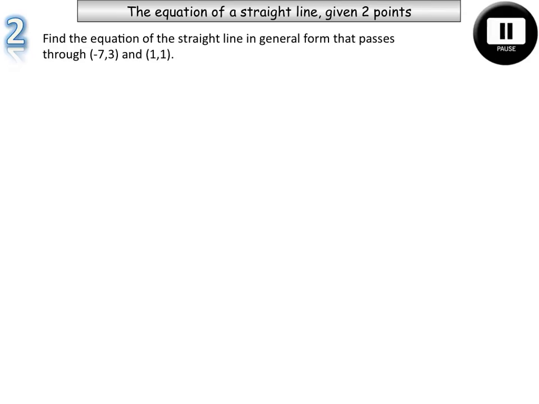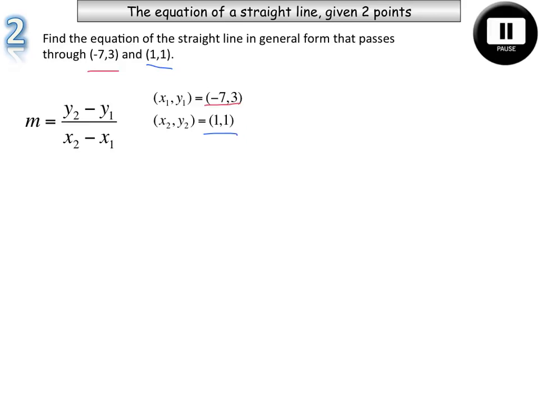Okay, this particular one is asking us to find the equation of a line in general form. So I'll get you to pause the video and have a go yourself at finding what the equation will be that goes through those 2, and you have to write it in general form. Okay, step 1's the same, so calculating the gradient. Again, I'm just going to choose this one as x1, y1, and this one as x2, y2. Substituting in, we end up getting -2 all over 8, which works out to become -1/4.